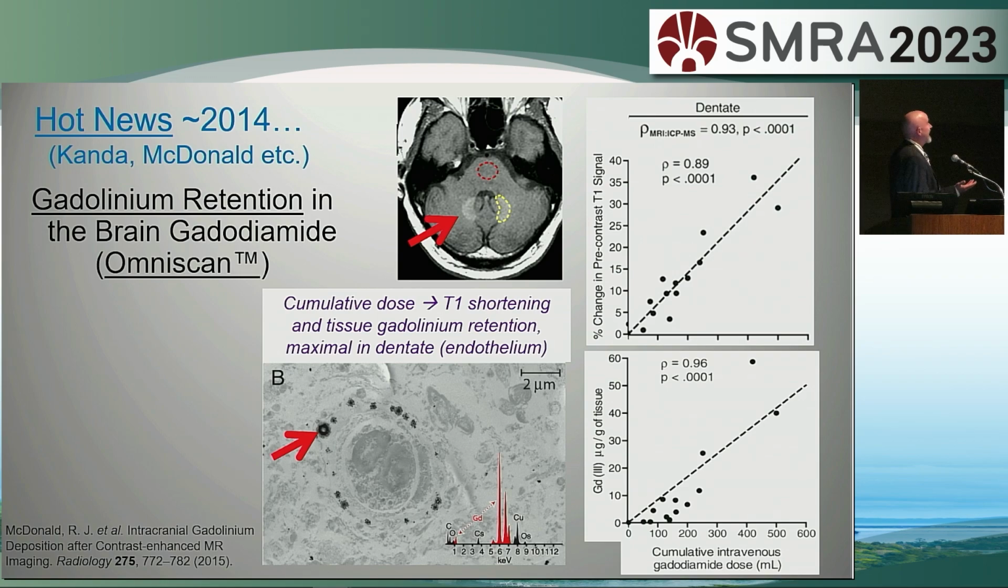Kanda, who I believe was a Japanese resident, noticed one day that there was increased native T1 signal in deep brain nuclei, and he correlated that with the amount of gadolinium dosages, the lifetime dosage these patients had seen, and particularly noted this in some of the linear agents.